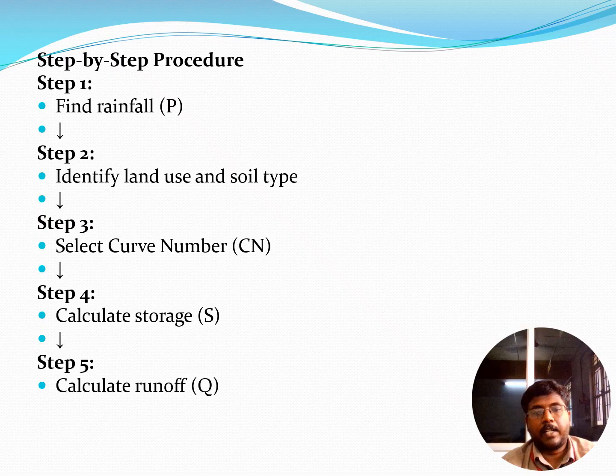There are five different steps that can be followed to calculate the SCS-CN runoff. First, we find out the total amount of rainfall in a particular area or location. After that, we identify the land use and the type of soil in that location. After that, we select the proper curve number. Again, we calculate the storage of the entire area. Finally, we calculate the runoff value.